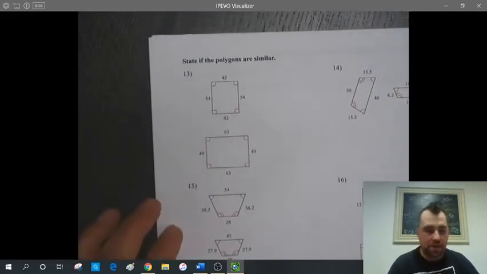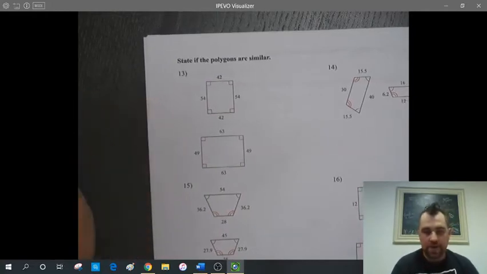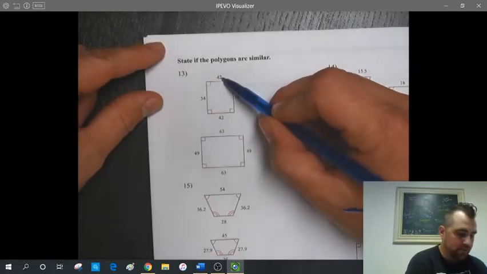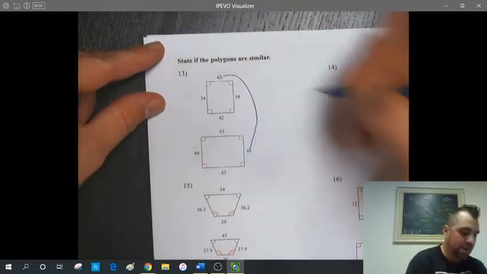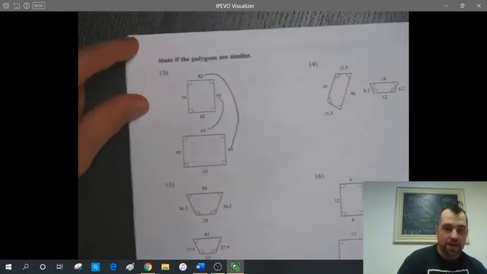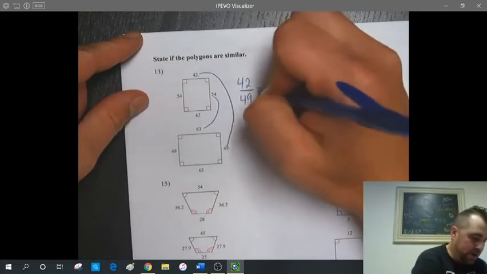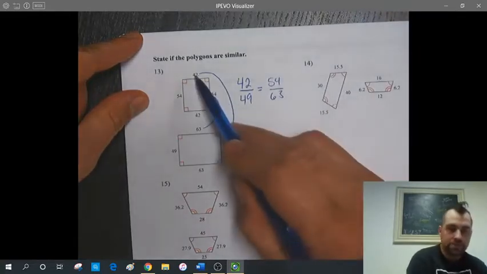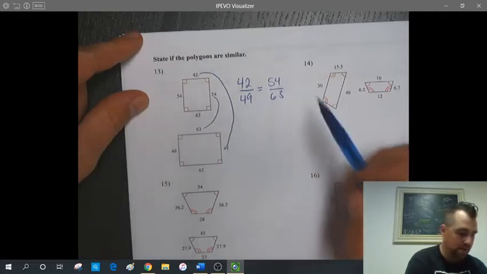Now we're determining if or stating if the polygons are similar or not. So in order for them to be similar, as was stated in the notes, they have to have proportional side lengths. So I'm going to compare the shorter side in this rectangle, which is 42 compared to 54, to the shorter side in this rectangle. So the 42 would compare to the 49. The 54, therefore, would compare to the 63. And I'm going to write a proportion to show that. So 42 is to 49 as 54 is to 63. Since I went smaller to bigger, I have to also go smaller to bigger in my comparison there.